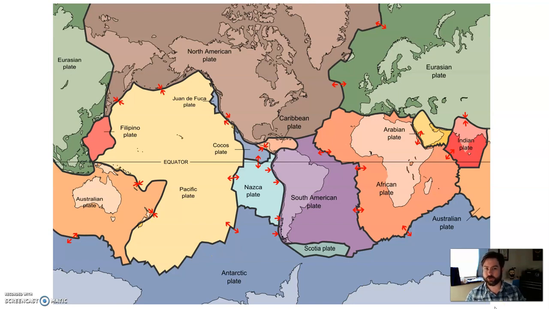And then we get transform boundaries. They kind of slide past one another horizontally. Earthquakes are very common here. They're usually in smaller sections, but one of the larger, more famous transform boundaries is right here, the North American plate and the Pacific plate, sliding past one another. It's right where California is located, hence there's so many earthquakes in California. More on that in a little bit. So we have convergent boundaries collide, divergent boundaries divide, transform tectonic plates kind of slide past one another.